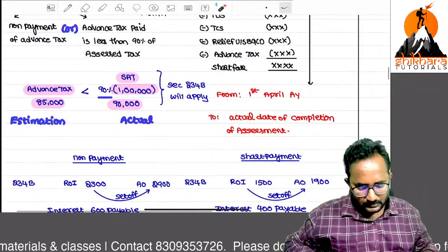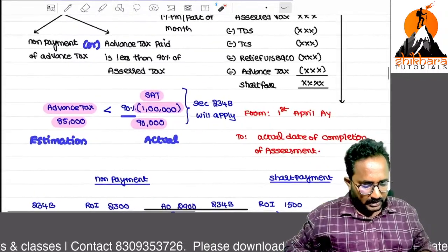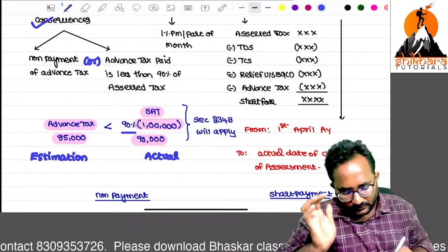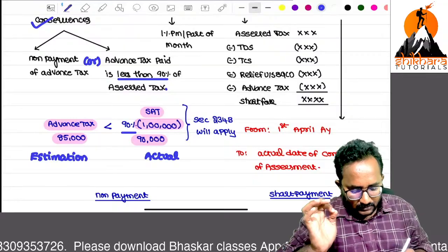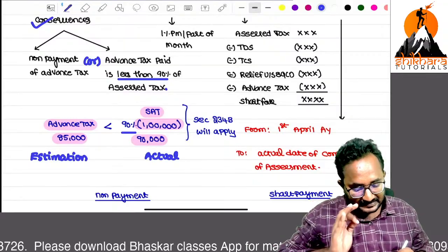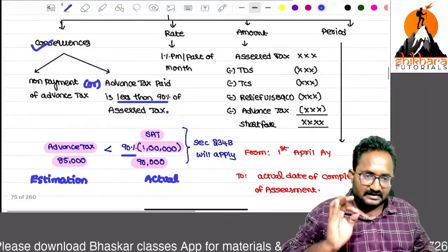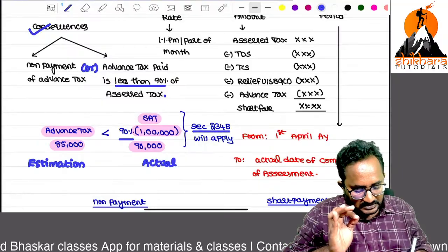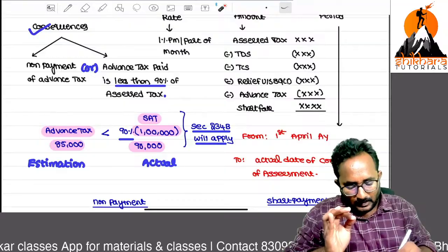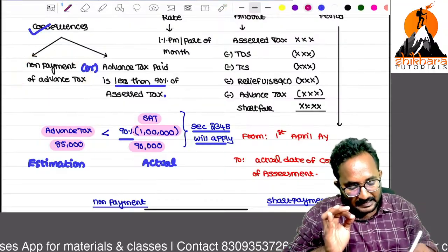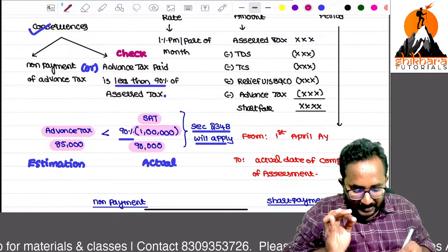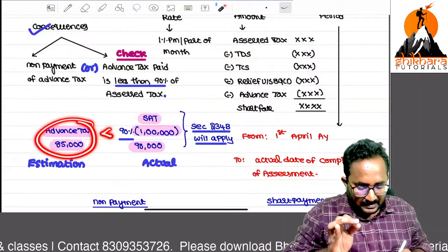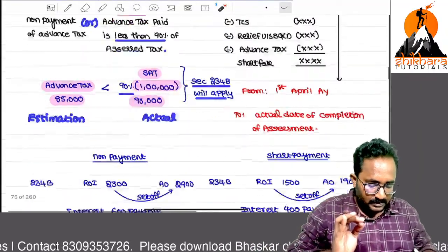Now remember, if you have not paid the expected amount as advance tax during the year, that is, if your advance tax paid is less than 90% of the self-assessment tax, then that is a short payment and the 234B provisions will apply. Sir, in a non-payment case we can directly calculate, but in a short payment case we always have to check whether the short payment is there or not. How can you compute whether advance tax paid is less than 90% of the tax? Here I will tell you.